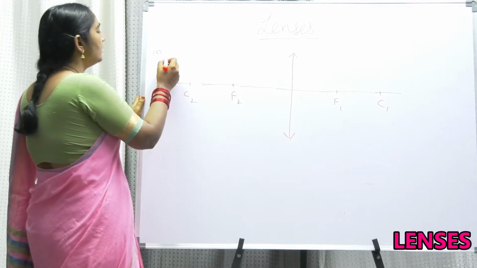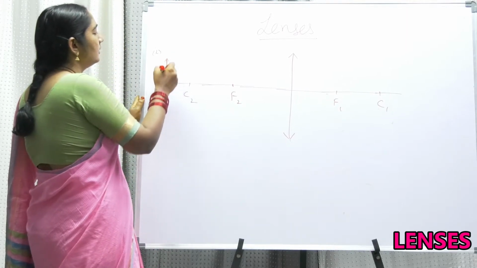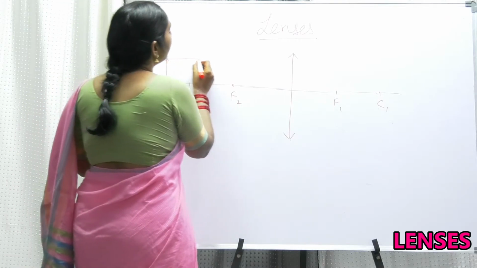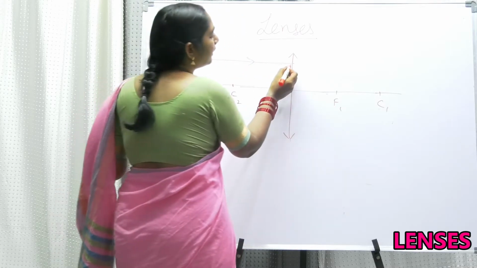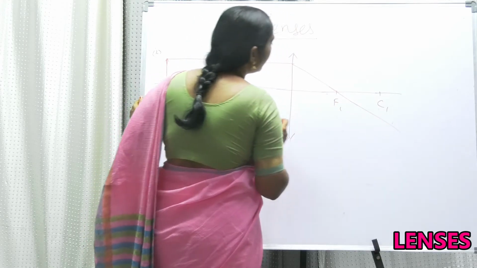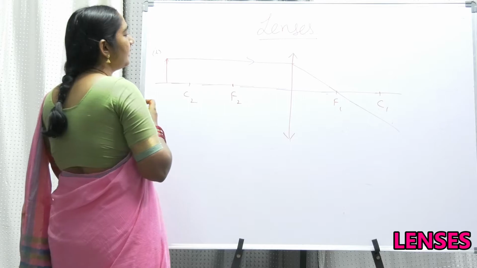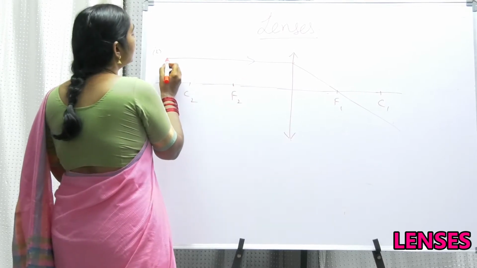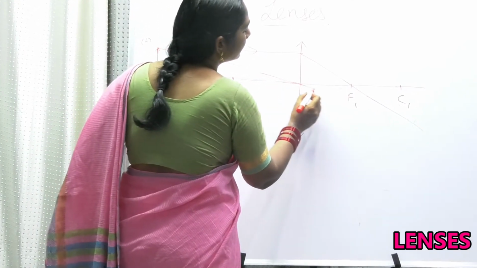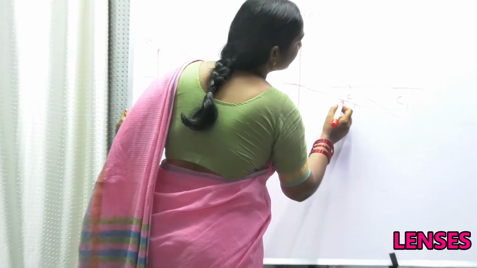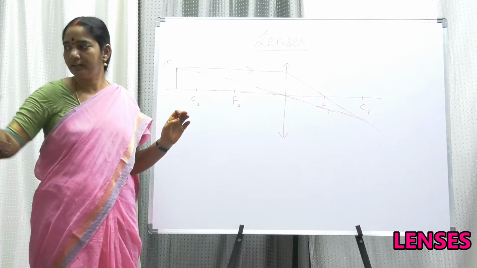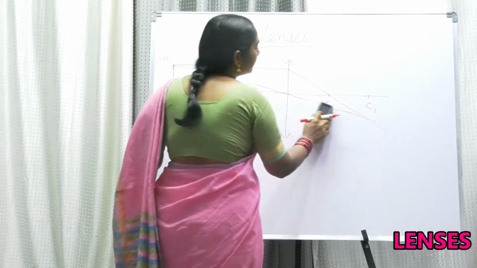Now we are taking an object here. An object is taken beyond C. Now, according to our ray rule, we are taking a parallel ray. This parallel ray after refraction passes through the principal focus, which is already known to you. And the second ray rule: the ray is passing through the optical center, and after passing it just goes straight like that.